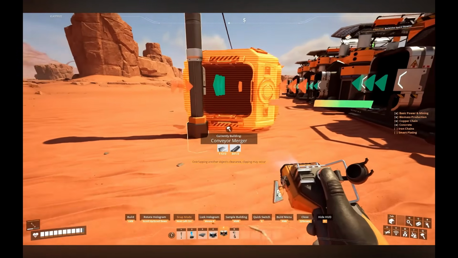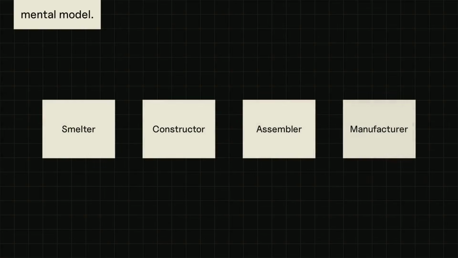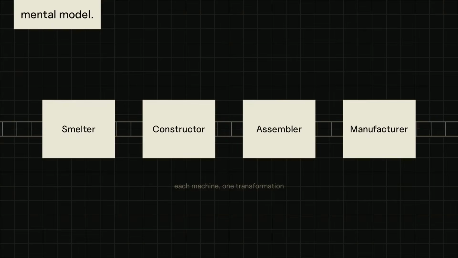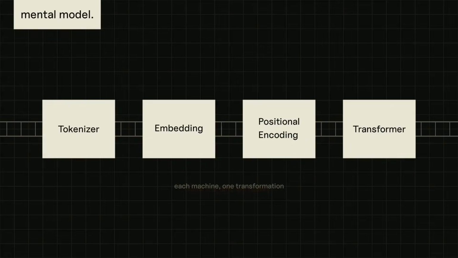After enough time switching between my code and those conveyor belts, I noticed that they weren't all that different. In a language model, raw text enters at one end, passes through a tokenizer, gets turned into vectors, picks up positional information, moves through the transformer, and then comes out the other side as a prediction. Every machine takes in whatever the previous one produced, performs one specific transformation, and passes the result downstream.